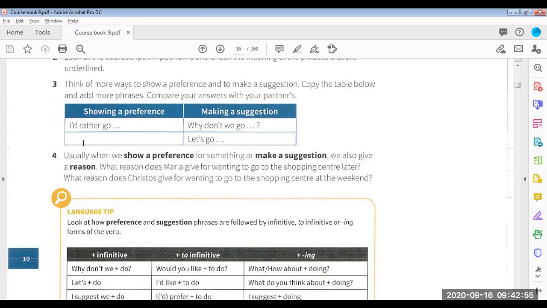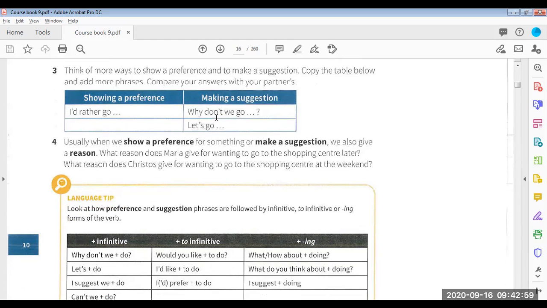And for the suggestion they shared, why don't we, let's do it, I suggest, how about, or what about going. So these are some example phrases that the students shared with me in the class, and you can also make your own suggestions and preferences according to the situation.